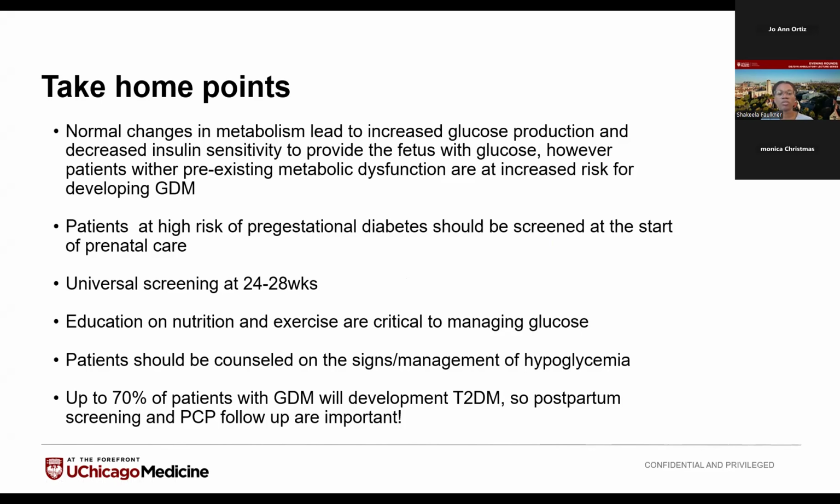Education on nutrition and exercise are really critical to managing glucose. And then we want to make sure from a safety perspective that everyone is taught the signs and management of hypoglycemia. And then remembering that up to 70% of patients with gestational diabetes will develop type 2 diabetes in the future, so it's really important to have that postpartum screening and primary care follow-up.